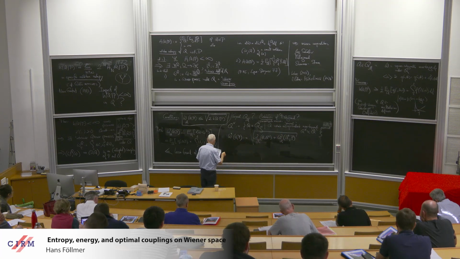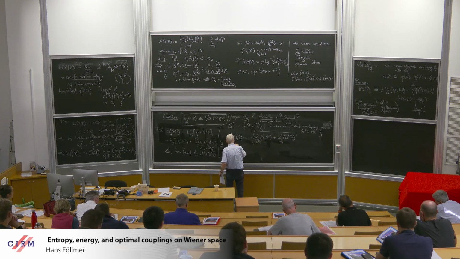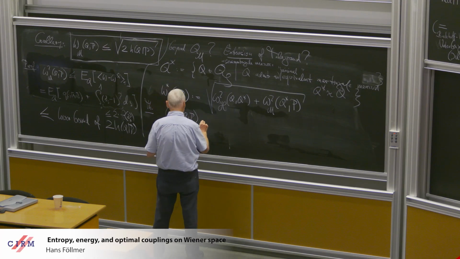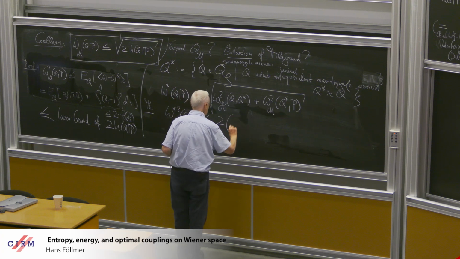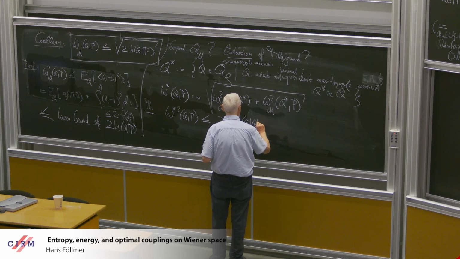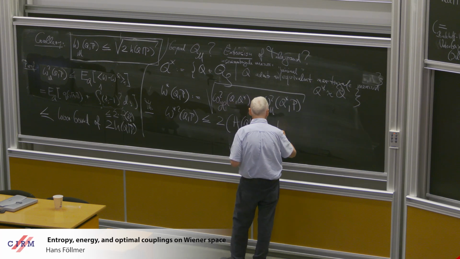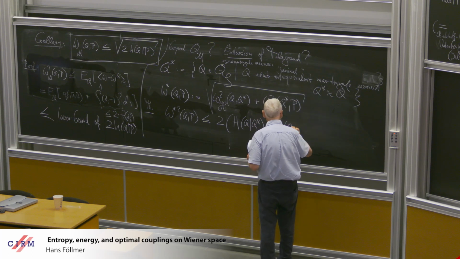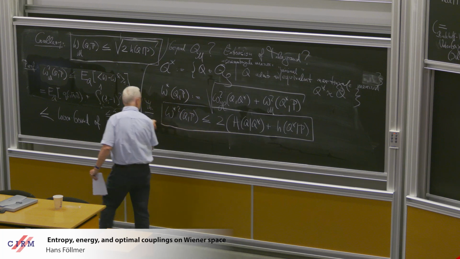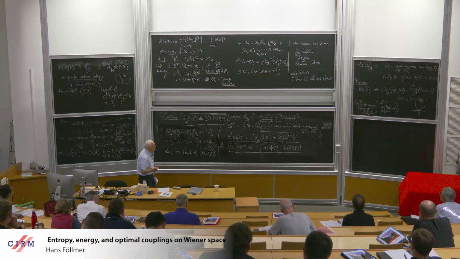Okay, then we have the following theorem. W star, well, I write it with a square now, (Q, P) is dominated by 2 H of Q with respect to Q star plus little h of Q star with respect to P. Now this yields an extension of Talagrand.